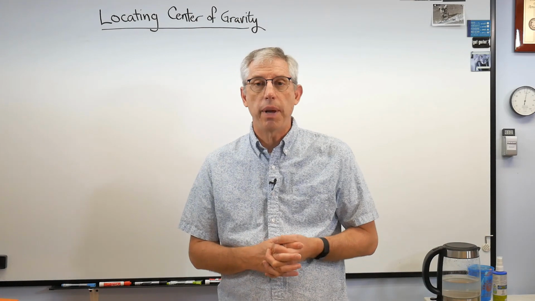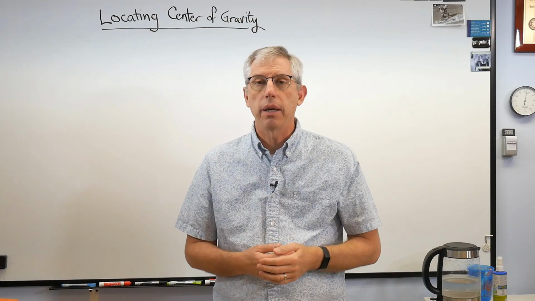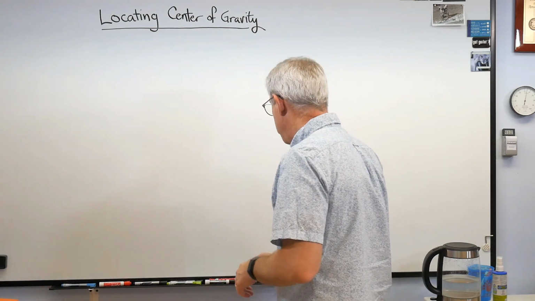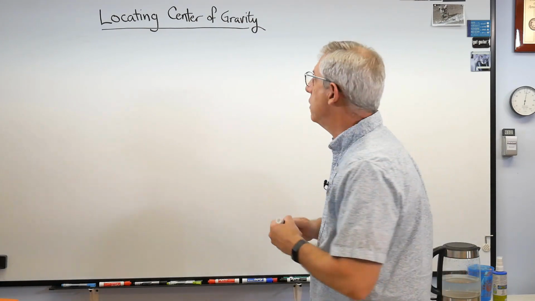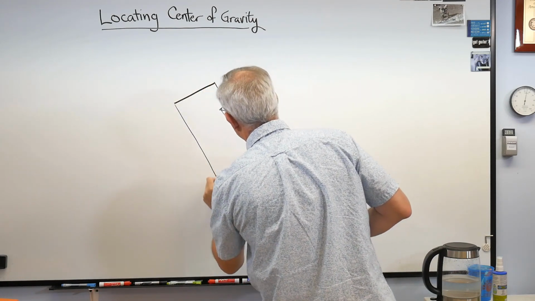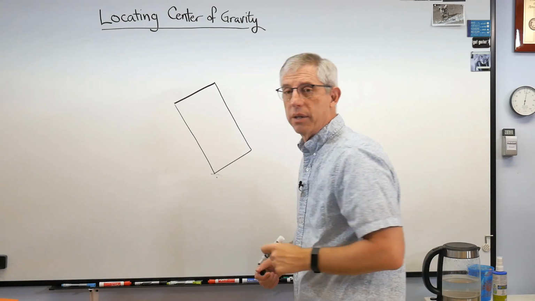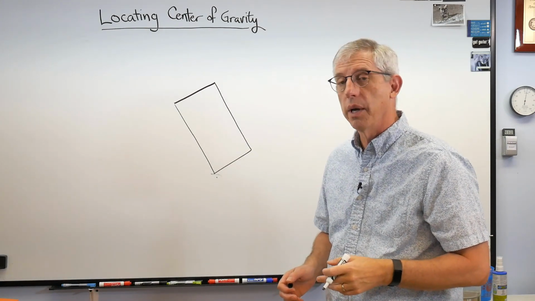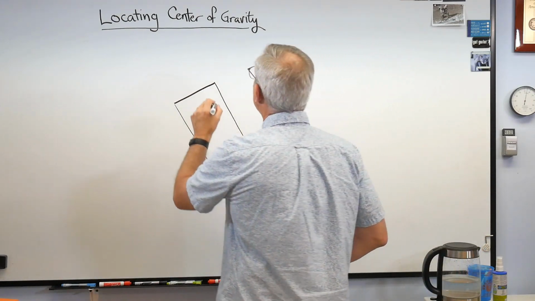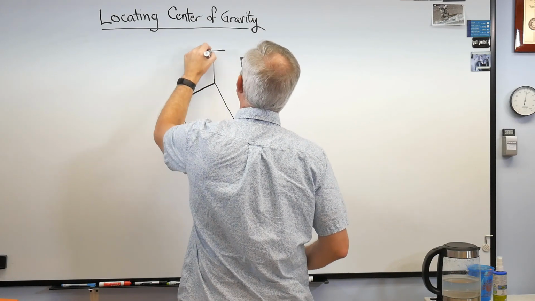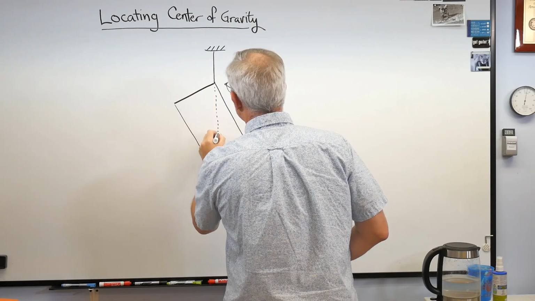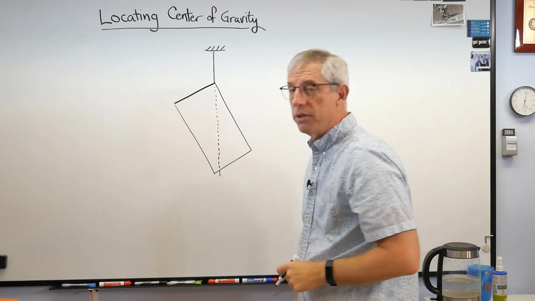Well, what you can do is suspend it. You can hang it from a point and you can figure out the center of gravity that way. So here's how it works. I'm going to take some object and draw it as a rectangle just to make it easy to draw. And I don't know where the center of gravity is. Now maybe this is a box and it's got some stuff in it. It's not packed uniformly anymore. Maybe there's something really heavy over in one corner and you don't know because you don't know what's inside the box. So if I hang this thing by a string from some point, I know that if I extend the line of that string down, that has to go through the center of gravity.